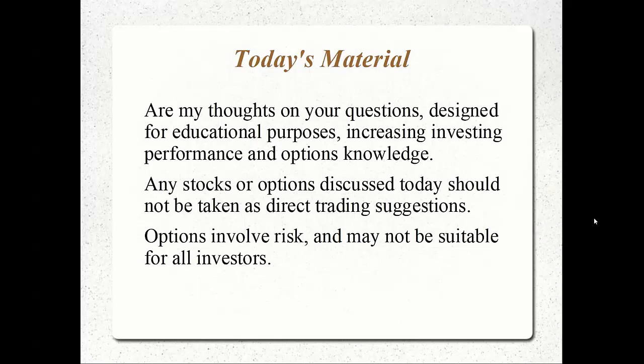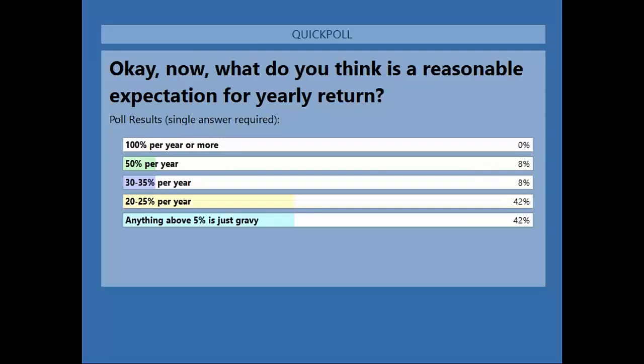So we said, what do we think? Let's just put it up again. What do we think is a reasonable target per year with the options portion of your portfolio? 8% said 50% per year. 8% said 30 to 35% per year. 42% said 20 to 25% per year, and 42% said anything above 5% is just gravy.